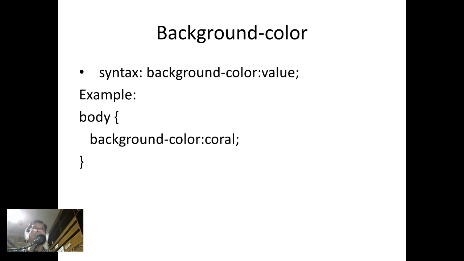So first we have the background color. The syntax is background dash color and then colon followed by the value. For example, we have here body, background color coral. Now let's try that.